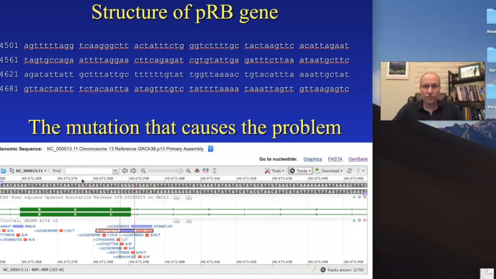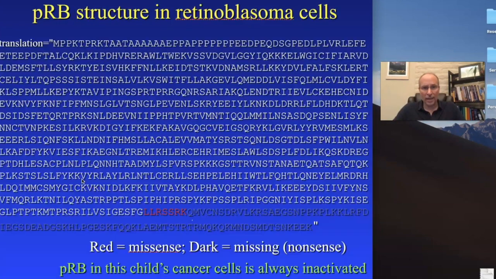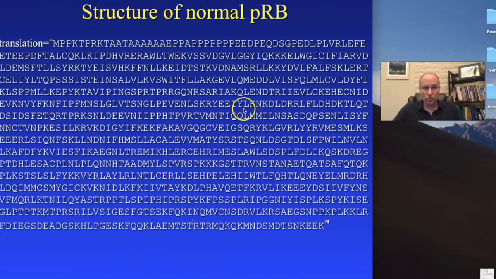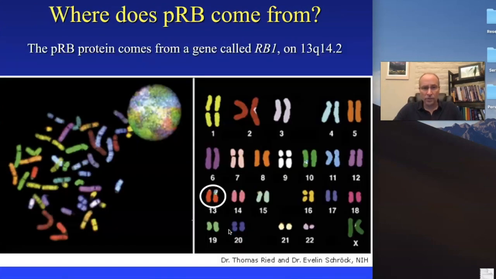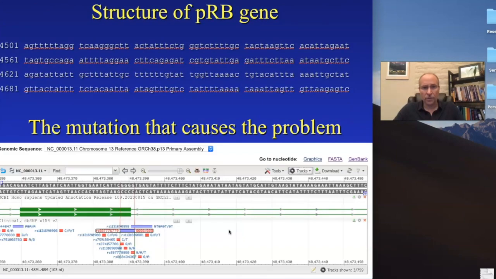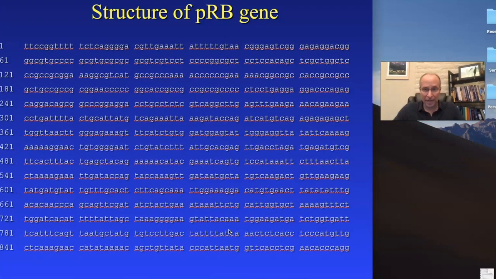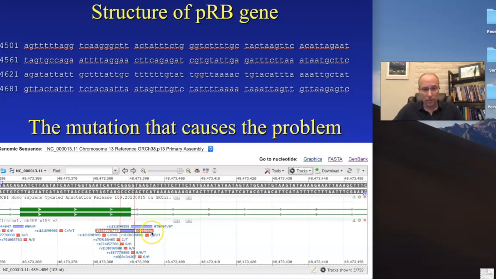What we want to do is find the reason why normal pRB in our patient looks like this, but in our patient, the retinoblastoma cancer cells always have this mistake down here. And it's somewhere in all of this stuff. It's somewhere here. Okay? Can we find it? The answer is yeah, we can. We know where it is. If we go to the NCBI website, it's already been annotated. That's it right there. There's where the mutation is.